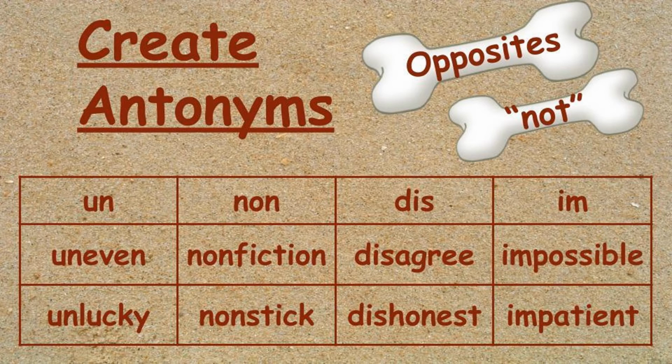A floor might be even one minute, and then the next minute when you add a prefix to it, it becomes uneven or not even. Do you remember this year learning about nonfiction? Nonfiction means what? That your story is not fiction. These are all examples of antonyms that are opposites.